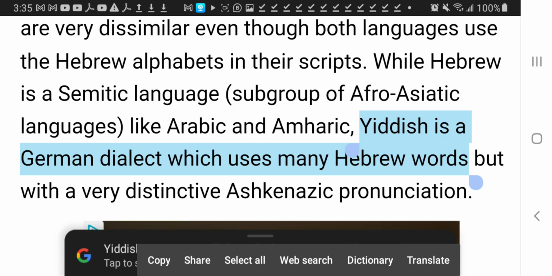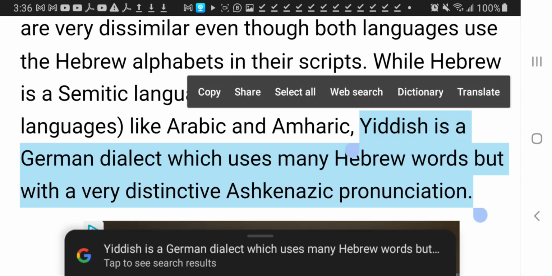That's what they call it, Afro-Asiatic. Afro, coming out of Africa. So it came out of Africa and also returns to Africa. While Yiddish is a German dialect that uses many Hebrew words. That's maybe where the confusion among many comes in, because it uses many Hebrew words. But let's get the rest of the quote right here, but with a very distinctive Ashkenazic pronunciation, a very distinctive Eastern European, what we call the mother tongue.